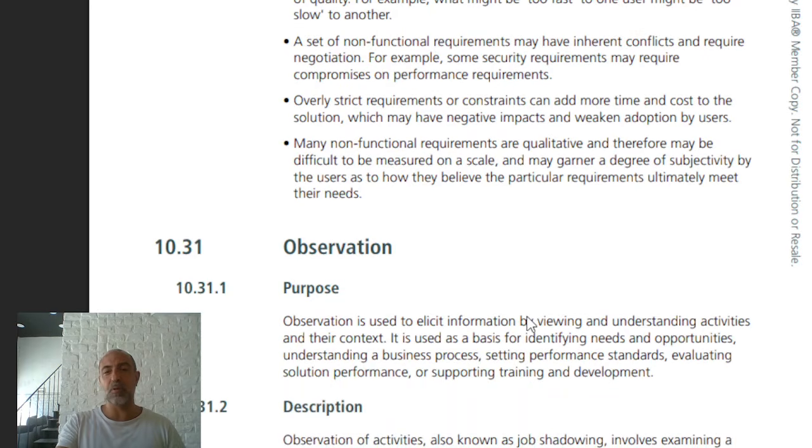Many non-functional requirements are qualitative and therefore may be difficult to measure on a scale, and may garner a degree of subjectivity from the users about how well a particular requirement ultimately meets their needs.